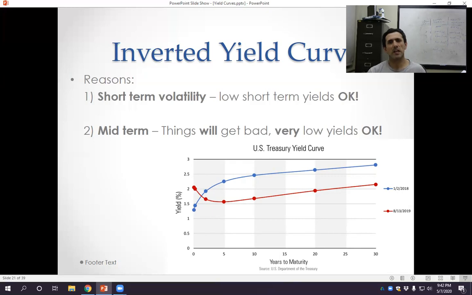Now, in the midterm, if people think things will get really bad, then people are okay with very low yield rates. If you think for 5 years the stock market's going to be atrocious, then you're willing to buy a 5-year bond, for example, with a really low yield rate, right? And you might even be willing to buy this 5-year bond at a yield rate that is lower than the really, really short-term yield rate.